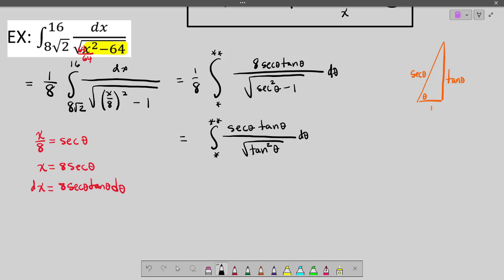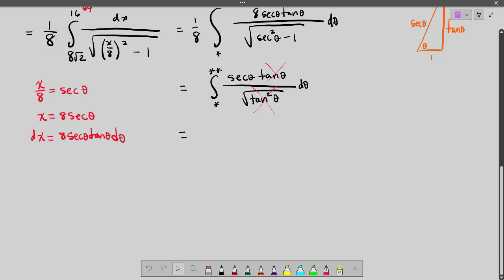And so what we see here is that this tangent is going to cancel with that tangent. The square root of tan squared is going to be tangent, and so that will cancel right out. So we have the integral of secant, and we've looked at the antiderivative for secant a few times already. We know that that is the natural log of the absolute value of secant plus tangent. So natural log, absolute value, secant theta plus tangent of theta.